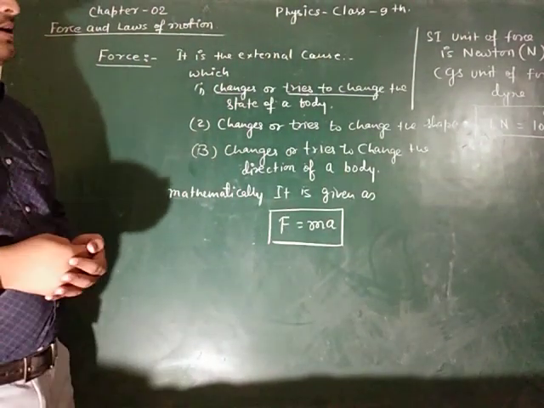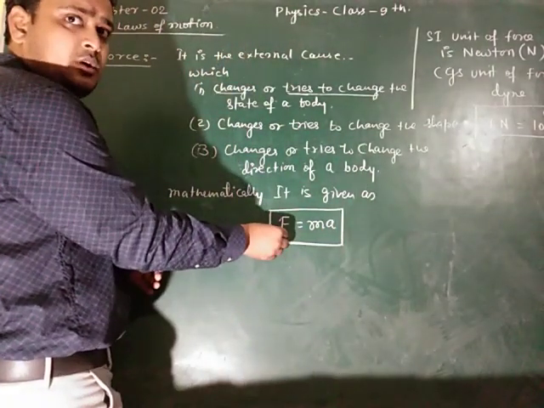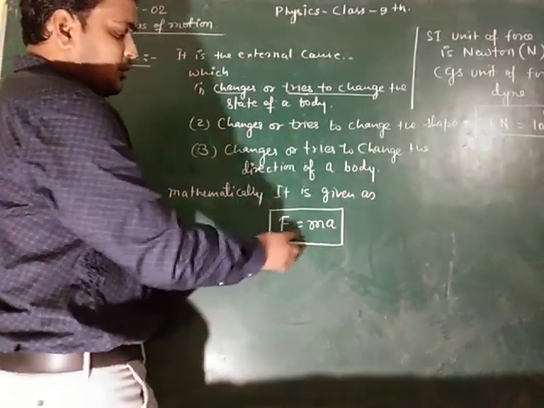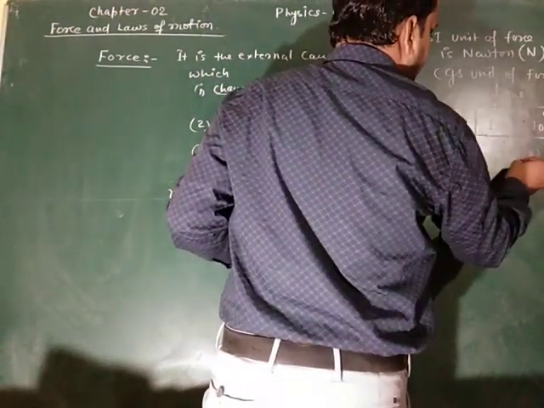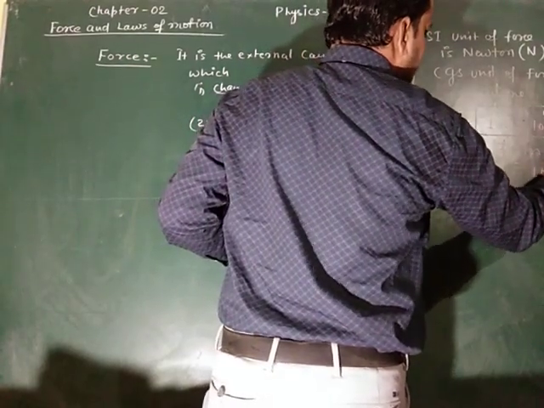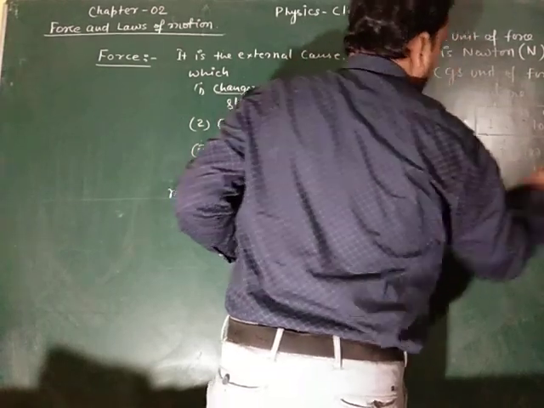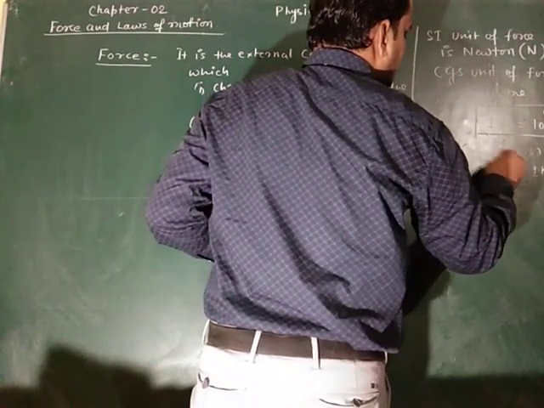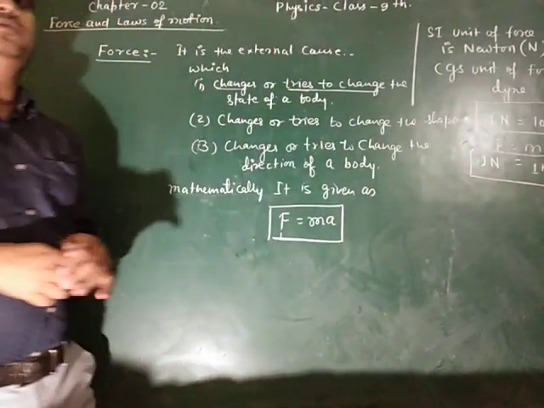Now we will define 1 Newton. Here you have seen F is equal to ma, and we are using this. If a body of mass 1 kg is moving with an acceleration of 1 meter per second square, then the force exerted is 1 Newton.